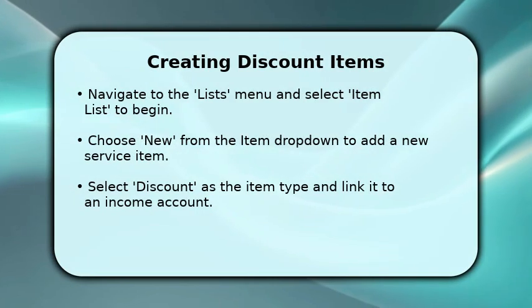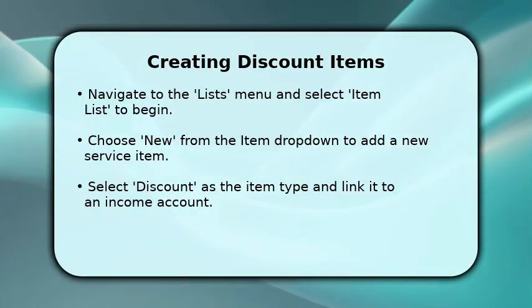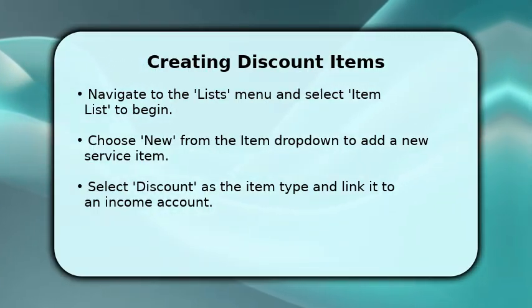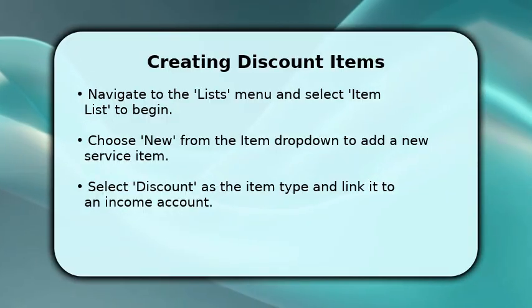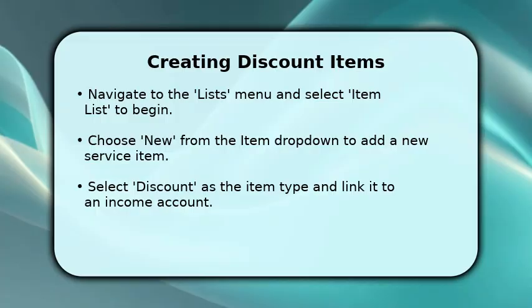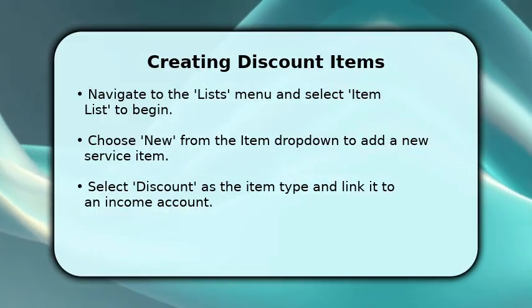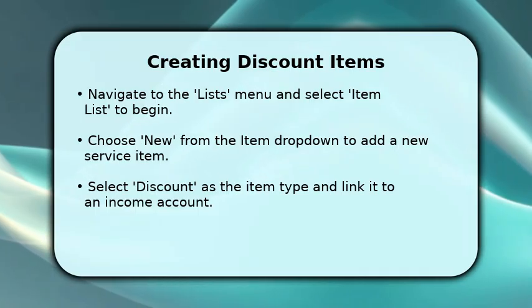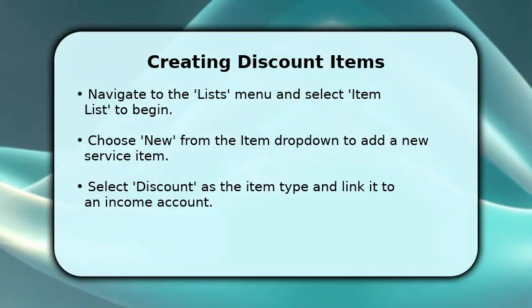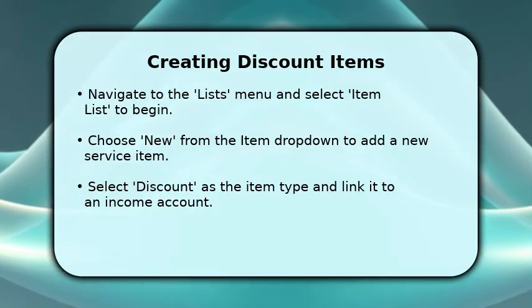To create a discount item, start by going to your Lists menu and selecting Item List. From there, click the Item drop-down and choose New. In the Type field, select Discount. You'll then need to link this discount item to an income account, typically a discounts given or sales discounts account, to track these reductions properly. This setup ensures accurate financial reporting.